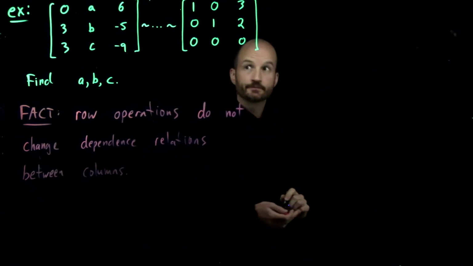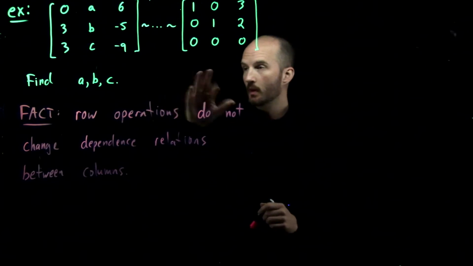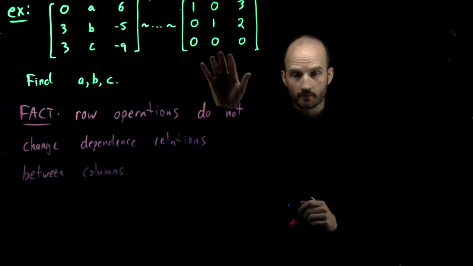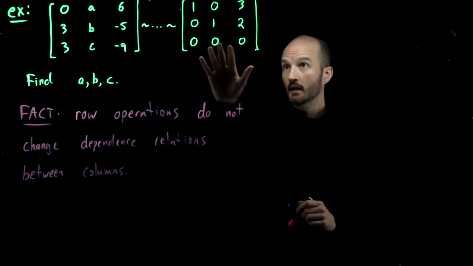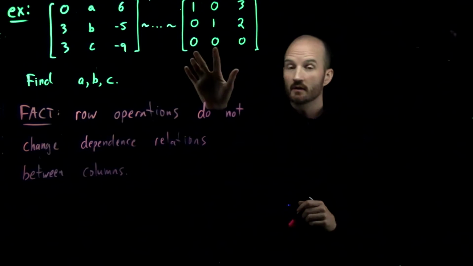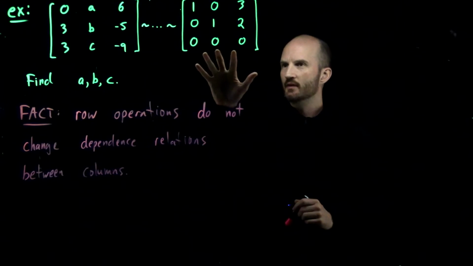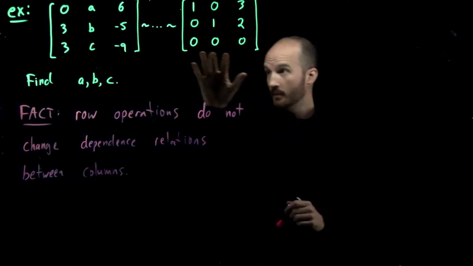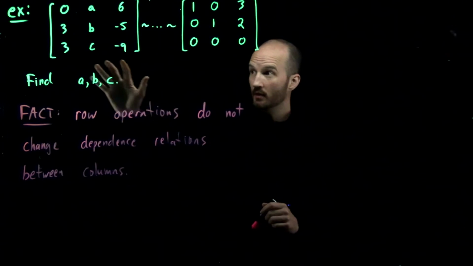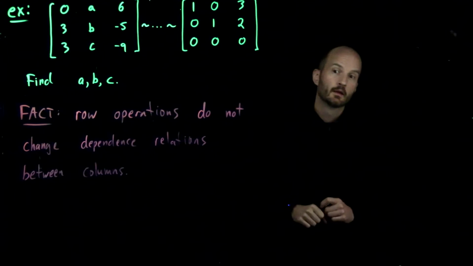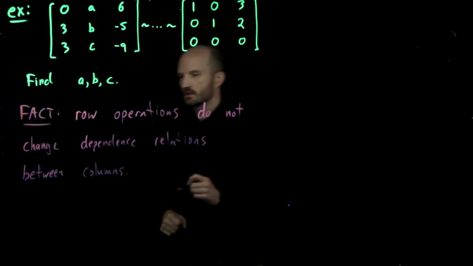Okay, so what am I saying? I'm saying that if I have a relationship between the columns here, which I do, you can just look at it, you can see how I can add up these two columns to get that column in a certain way. So if I have a relationship between the columns here, then that same relationship is going to hold here. Let's quickly sketch why that might be true.